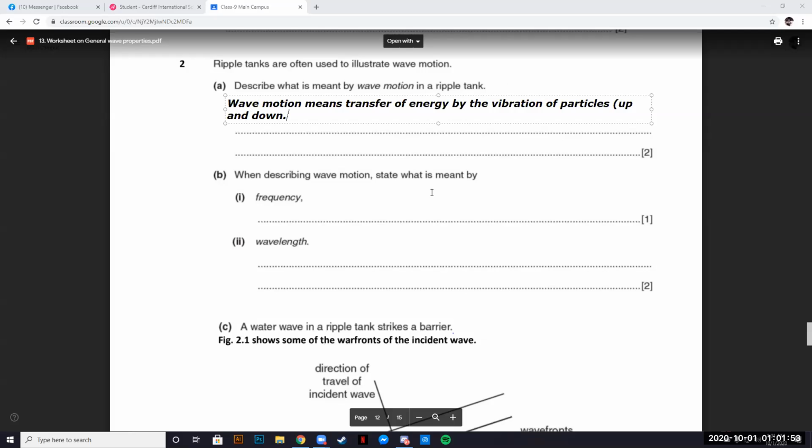After writing up and down, you give a slash, then write perpendicular. Up and down means perpendicular. Okay, sir. Then bracket close. So why are we writing up and down? Because it is a water wave and a water wave is a transverse wave. That's why. So this part is done. Go to the next part.